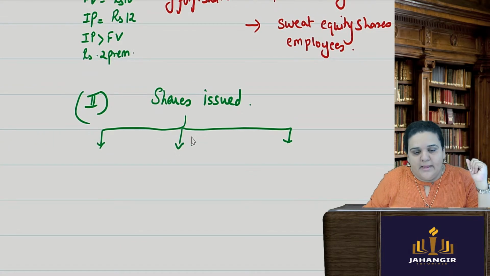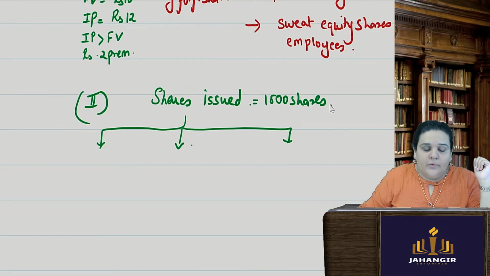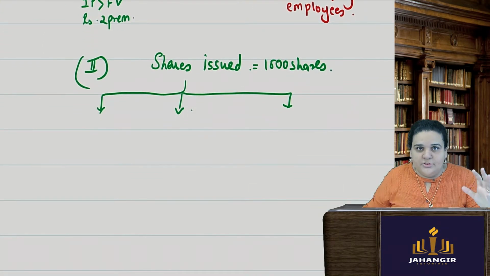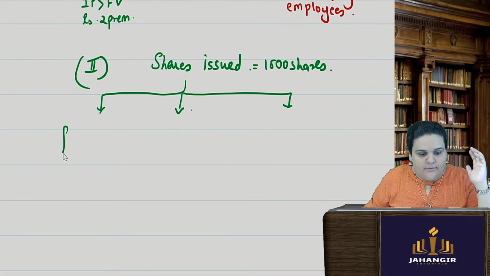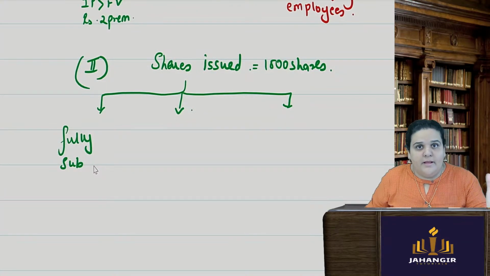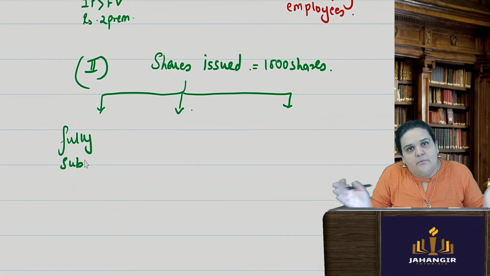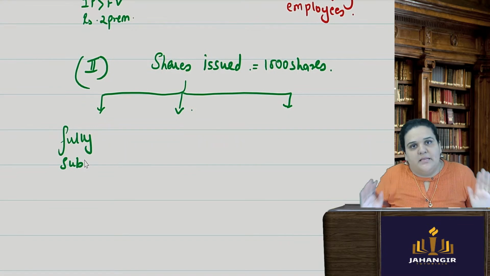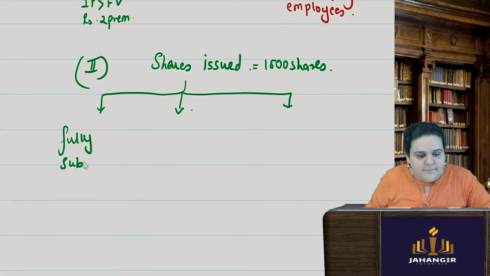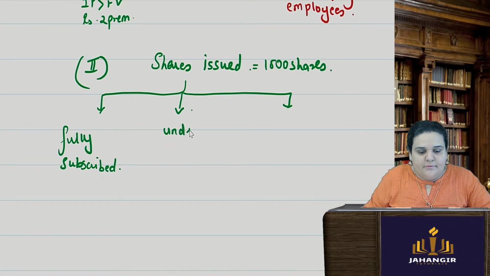Say suppose the company has issued 1000 shares. So the entire issue is fully subscribed. I got the buyers of all those 1000 shares. Company offered 1000 shares for issue and exactly 1000 shares have been subscribed by the public. So fully subscribed, right? Second thing, it can be undersubscribed.